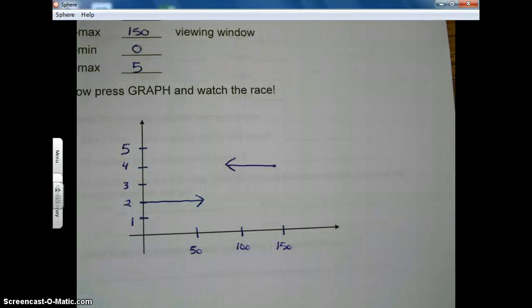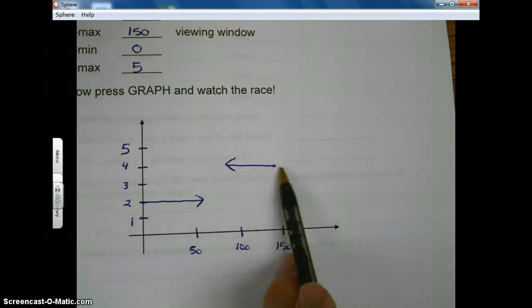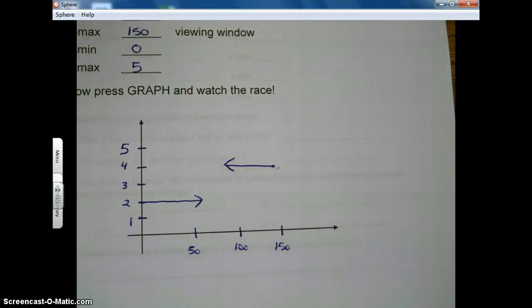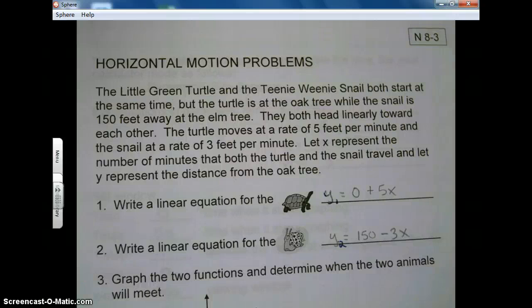Let's graph it. And there's your graph. There's your turtle going to the right. There's your snail going to the left. Alright, turn the page. Okay, well that looks like that's all the notes.